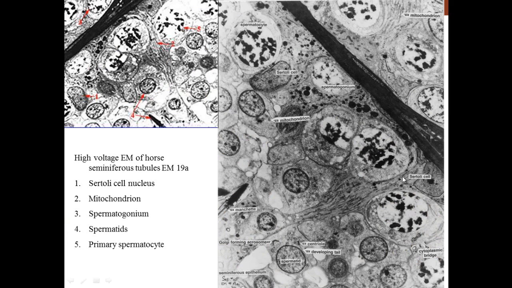So here we see a Sertoli cell, a nucleus here with the mitochondria streaming in through there as opposed to the mitochondria of the spermatid. So here's a Sertoli cell, a nucleus here and here, and these are primary spermatocytes. Here we see a cytoplasmic bridge between these adjacent cells. We'll talk about that a little later on. So we have spermatogonia, spermatocytes, spermatids, and mature spermatids, as we can see.